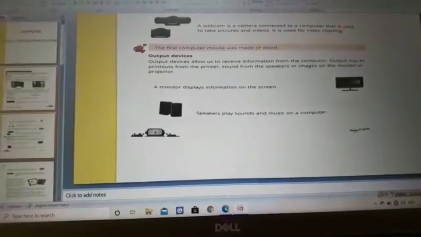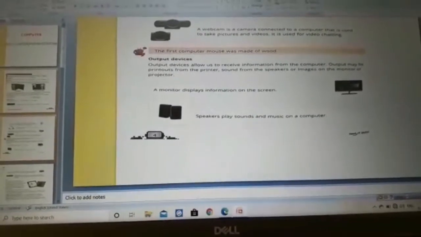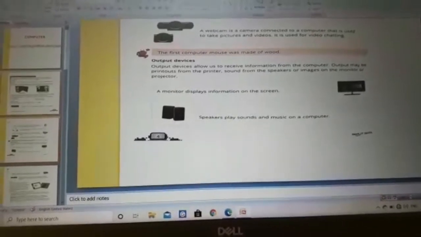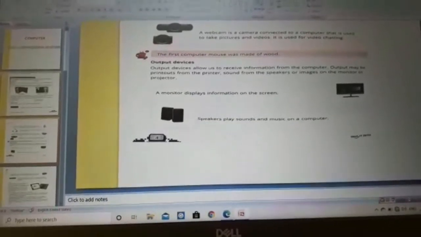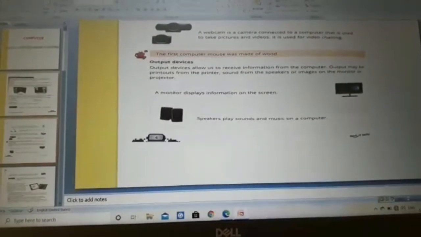And the information received can be in the form of printouts from the printer, sound from the speaker, or images on the monitor or projector. So let's start learning about them. The first one is a monitor.